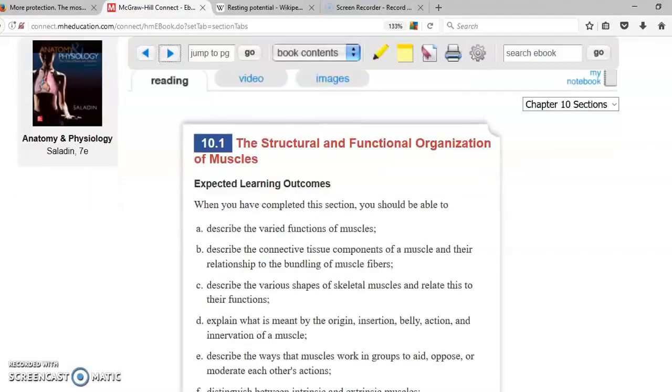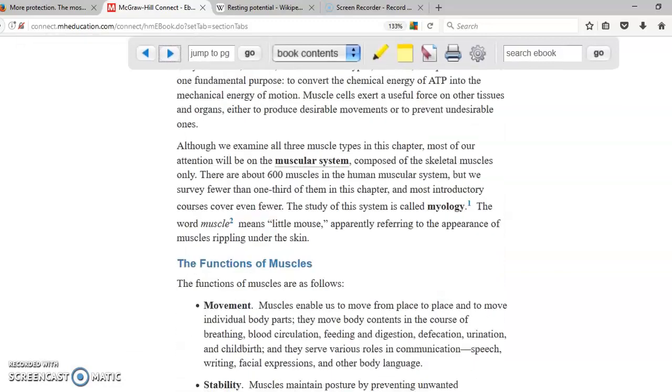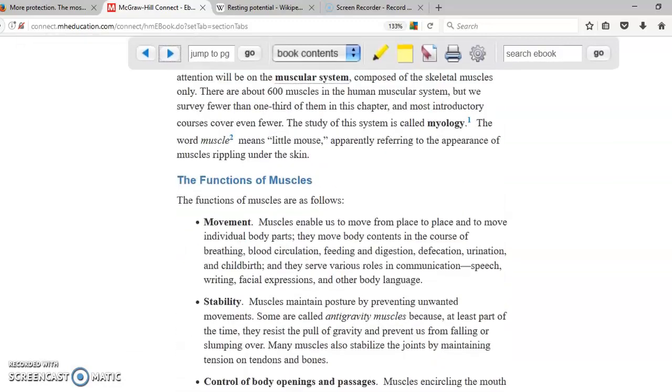Okay, let's get started with this new chapter. This is chapter 10. So if we scroll down, you have in here the main functions of muscles.